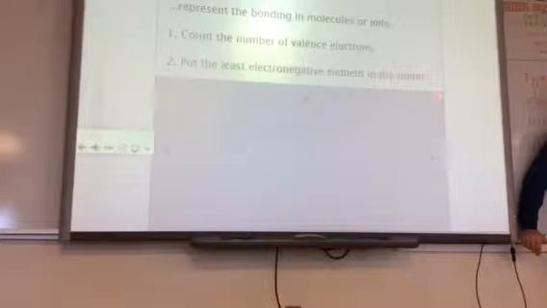Hydrogen, by the way, can't go in the middle. It's way over to the left. But you can't put hydrogen in the middle ever. It only makes one bond. So, yeah, it's never going to be a central atom.